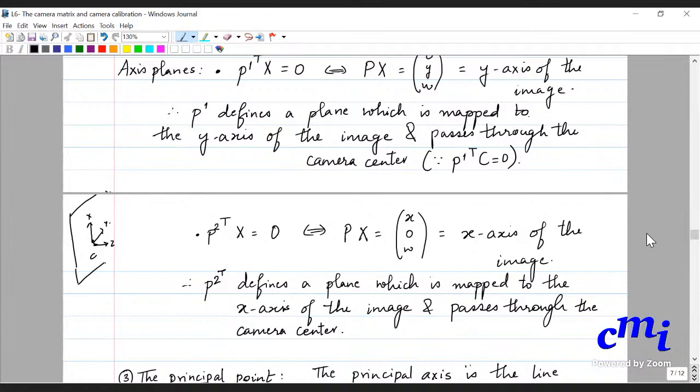Ma'am, the current definition that P2 transpose defines a plane which is mapped to the x-axis of the image and passes through the camera center doesn't make it fixed, right? It could be attached to the x-axis, passing through the center, and still rotate. Sorry, can you say that again? I'm saying the definition you have written, that it defines a plane which is mapped to the x-axis of the image and passes through the camera center, doesn't make that plane fixed. It could be attached to the x-axis but still have a rotation degree of freedom. Yes, that's right.